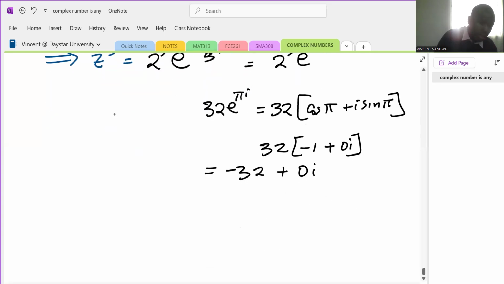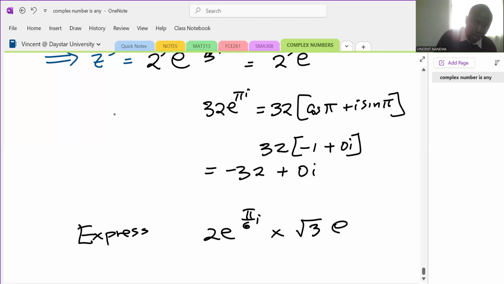Then express 2 e raised to the power pi over 6 i times root 3 e raised to the power pi over 3 i in the form a plus bi.